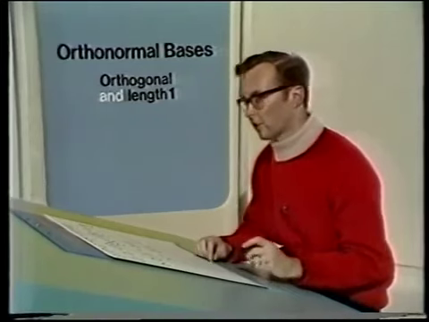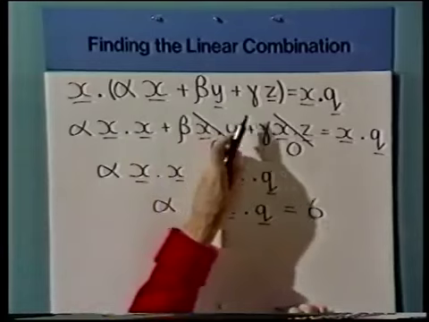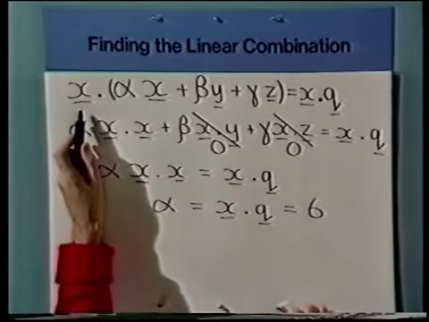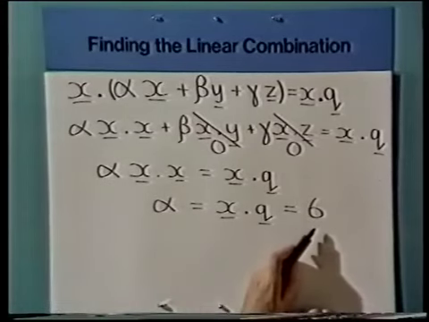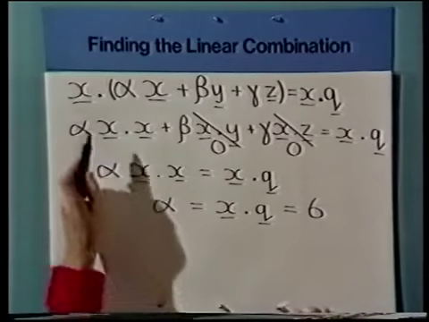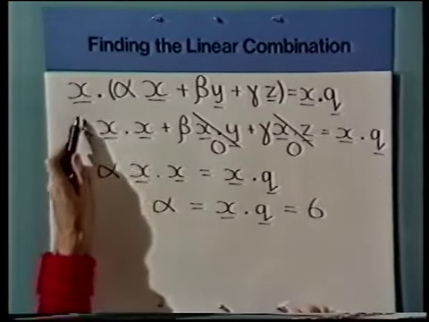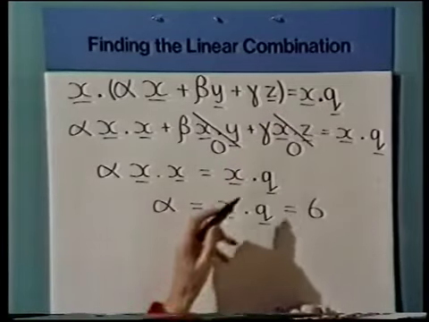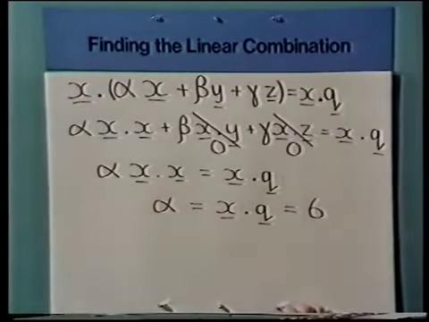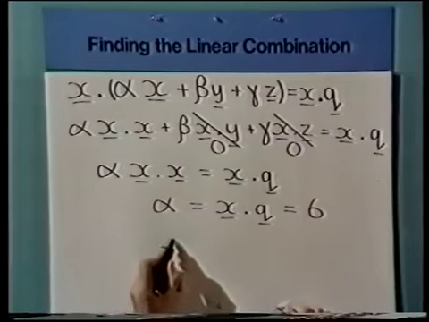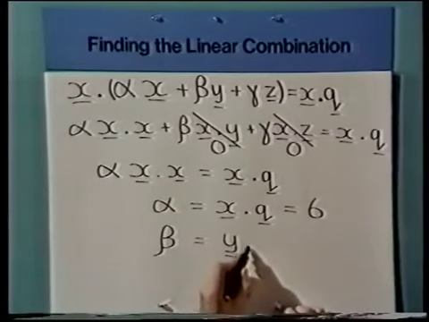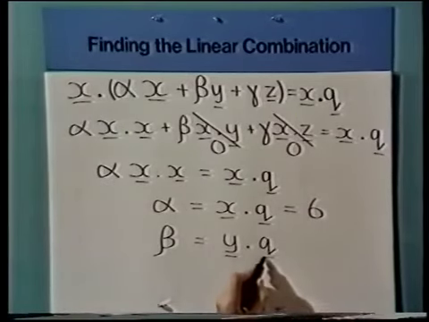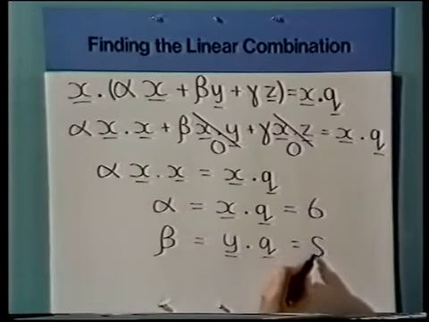Well, now let's get back to our calculation. Do you remember we started off by taking the original equation and dotting through by x? And then using the fact that x was of length 1, we ended up with this equation here. Now, instead of dotting through by x, supposing we started off by dotting by y, with a y there and a y there. We could have gone straight through the same sort of calculation, and I suggest you do this after the program. And what we would have ended up with would be beta equals y dot q, and if you calculate that, you get the answer 8.